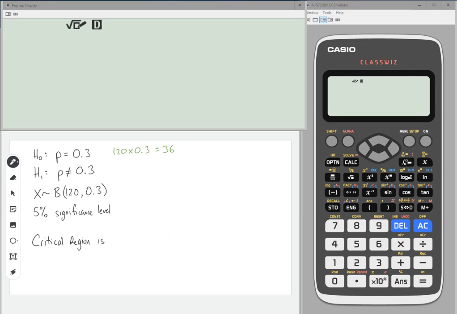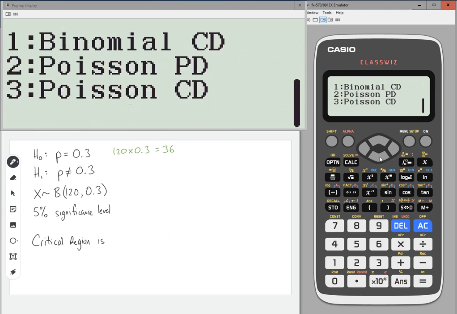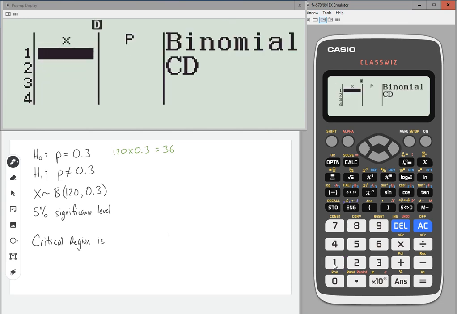This is the mean of the binomial distribution. So that tells you effectively that we don't want to go too far from that value when we're looking for values in the list using binomial CD. So we go to menu, and then number 7, and then scroll down to binomial CD, number 1, and then go into the list. The values that we type in here, we need to look at both tails. So in the X column, we need to type in values that are less than 36. So let's go with 25, 26, 27, 28, and 29, just to start off.